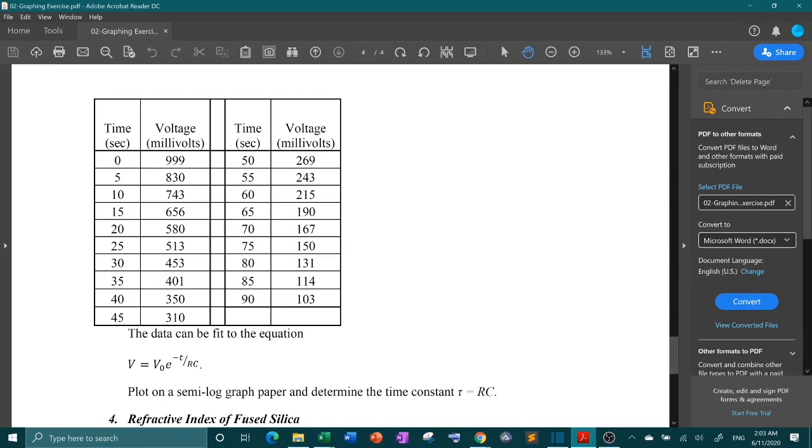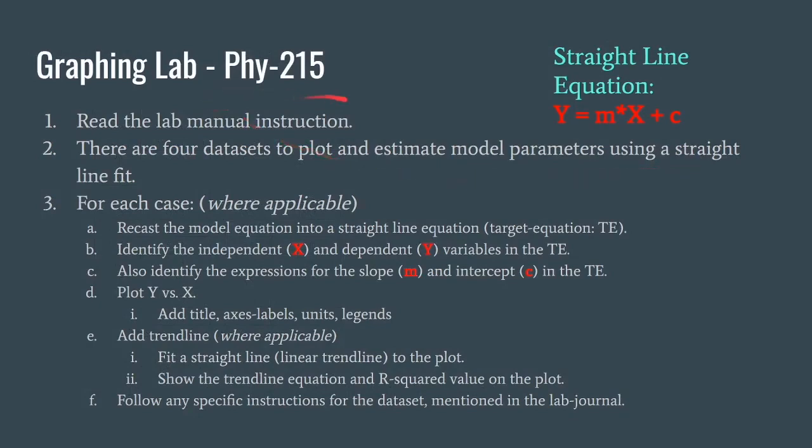Now let's look at what we have here. First, of course, read the lab manual for instructions. Then there are these 4 data sets. For the first 3, you will apply a linear transformation. So you'll recast the model equation into a straight line equation, which we are calling a target equation, and then identify the independent variable, which is x, and the dependent variable, which is y, in that target equation, and also identify the expressions for slope m and intercept c. So this is where we are given an equation, and we are transforming it and then identifying what our slope is, what our intercept is, and which is x and which is y.